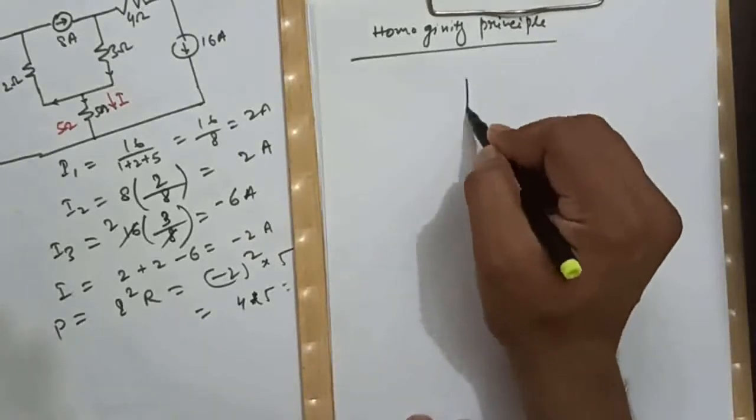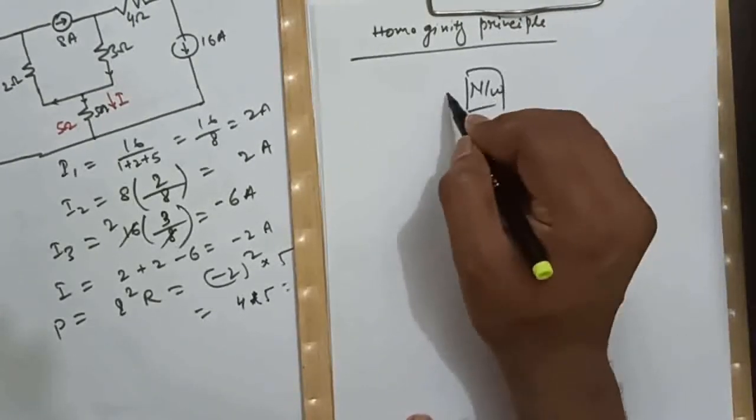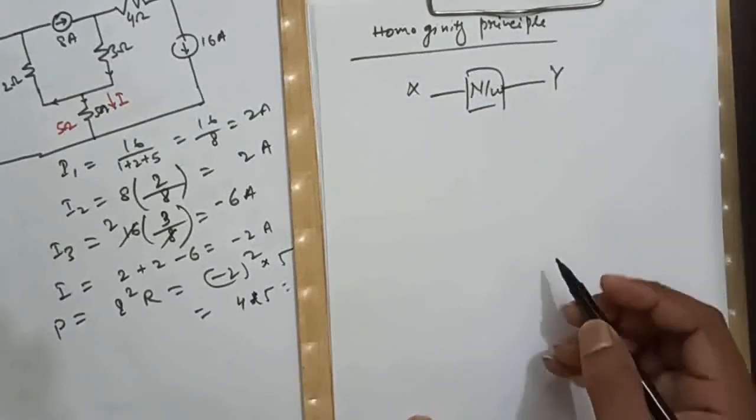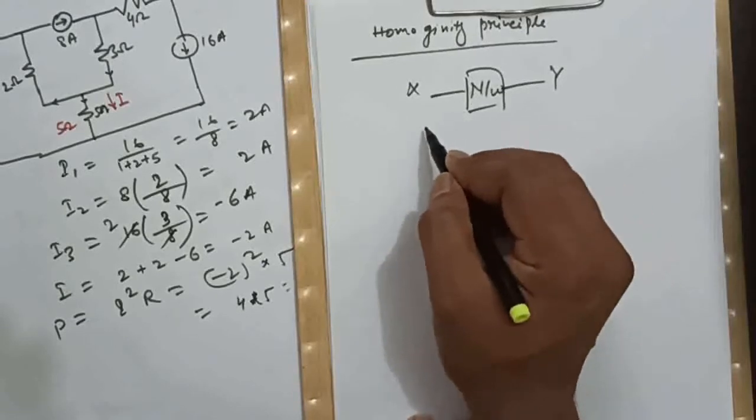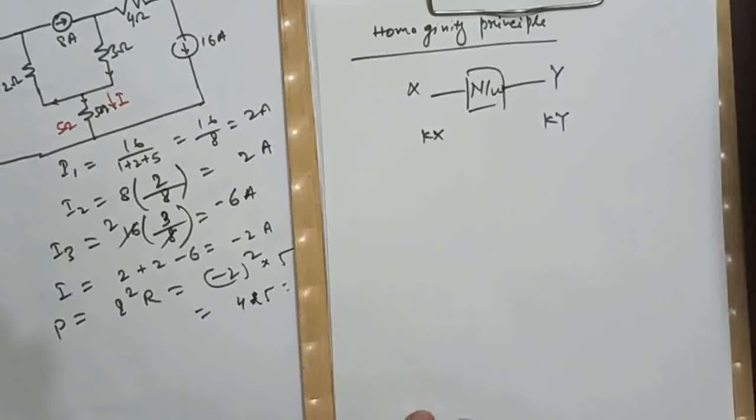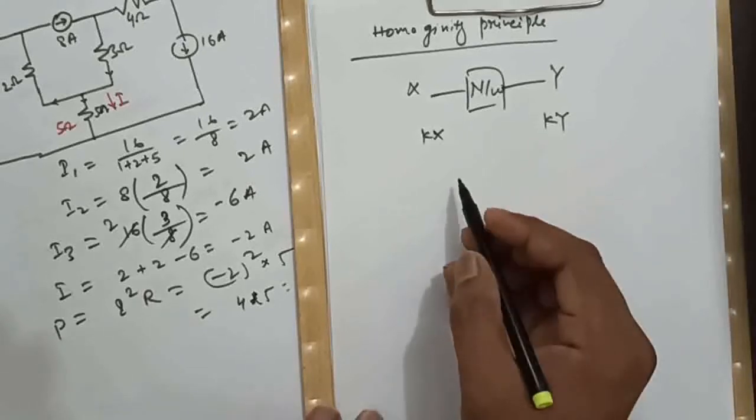Means if this is a network and this is x, this is y. Now if we feed a signal here by kx, we will have the response ky, right? Now to demonstrate this, let us consider an example. Consider this circuit.